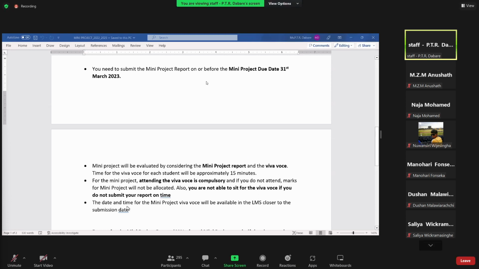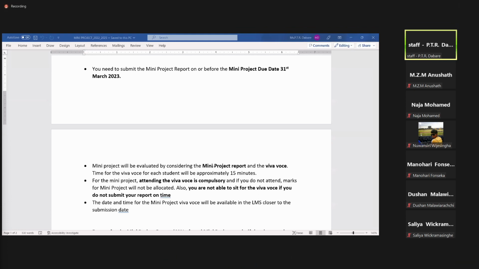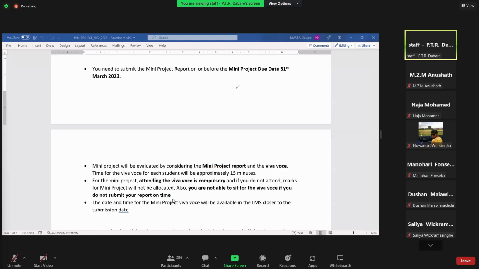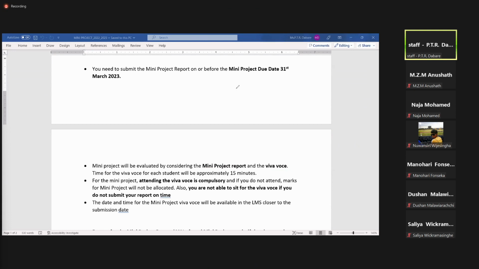Okay, so now look at these important things. Mini project will be evaluated by considering the mini project report and the Viva. Time for the Viva work for each student will be approximately 15 minutes. The lecturer might not be the academic coordinator. All the CITES lecturers will be allocated for taking the Viva for this course. For any course where you have a mini project Viva, you will have all the lecturers and some of the tutors involved in the Viva work because we have a lot of students.